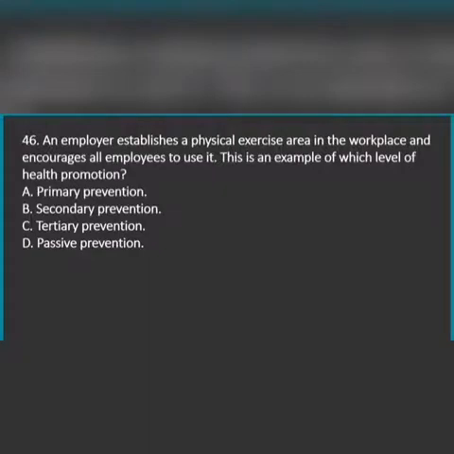Question 46. An employer establishes a physical exercise area in the workplace and encourages all employees to use it. This is an example of which level of health promotion? A. Primary prevention. B. Secondary prevention. C. Tertiary prevention. D. Passive prevention.